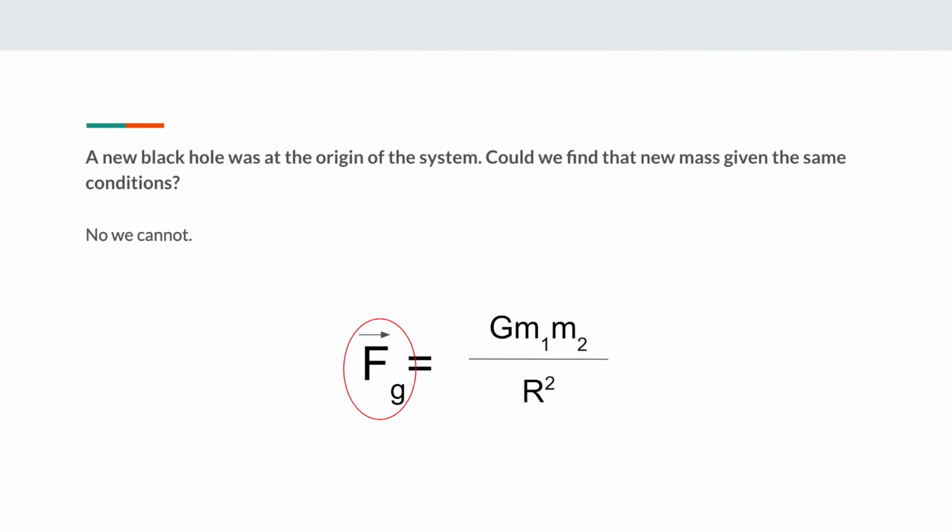Looking back at Newton's gravitation equation, we see that the force of gravity is calculated using the radius, G constant, and two masses. If a new mass was supplemented, the force of gravity would change. However, the question states that the trajectory remains the same, so it would be impossible to calculate this new mass, as the force would also have to stay the same in this circumstance.